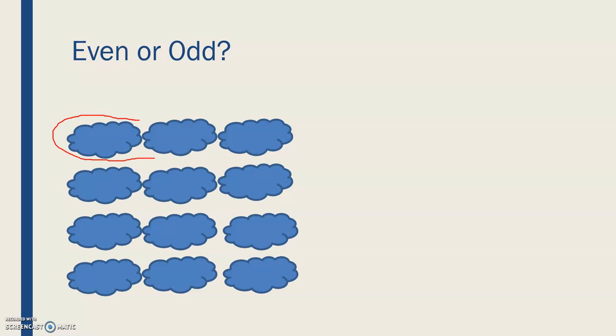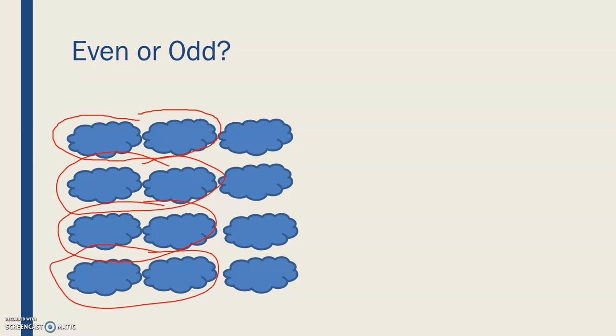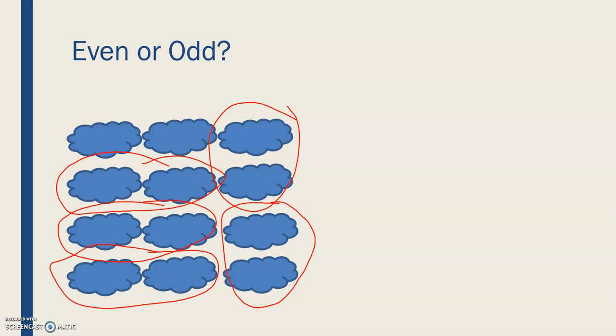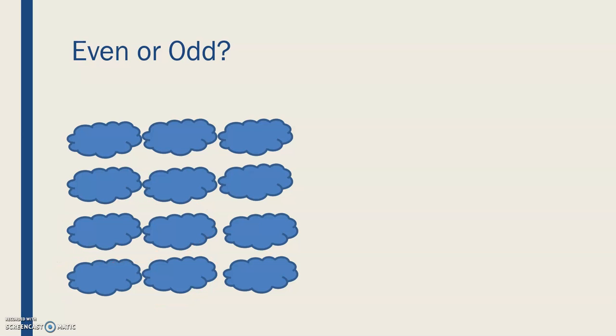If we put these two in a group, and these two in a group, and these two in a group, and these two in a group, and these two in a group, and these two in a group. So it looks like it's even because everyone has a partner, right? Right. So it's even. Now, since it's even, we want to write an equation that shows that it's even. So how can we do that?